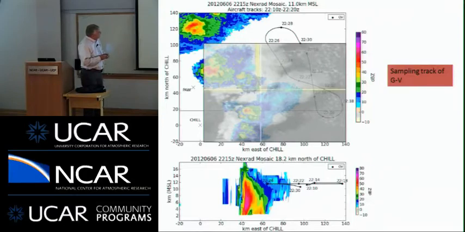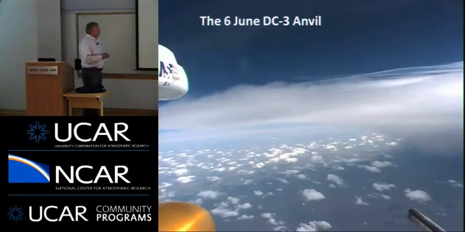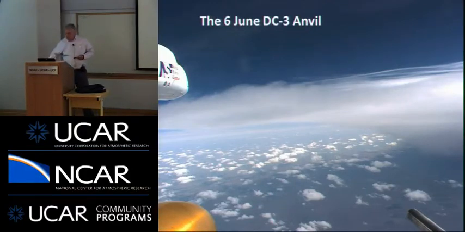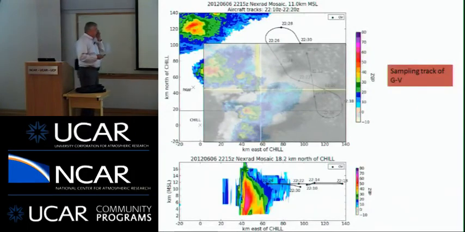So I'm just going to show you a piece of the data from the sampling that was done here and here, and so forth. But you'll notice that the CHILL radar has the anvil distinctly, but it does not actually see anything where we found the cloud. CHILL is a pretty sensitive radar, and this is fairly close to it. You don't see anything here.